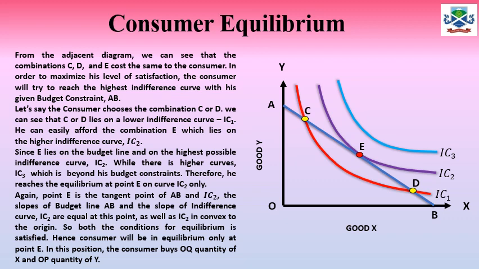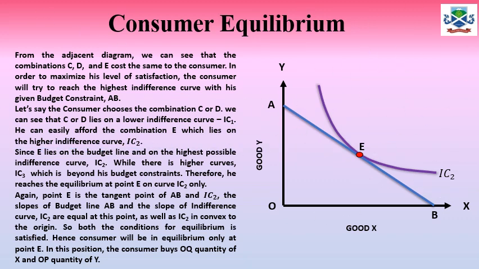So we have seen here that only point E qualifies, because C and D are ruled out as they are on the lower indifference curve. So point E on IC2 is the equilibrium for the consumer while he is consuming OP units of good Y and OQ units of good X.